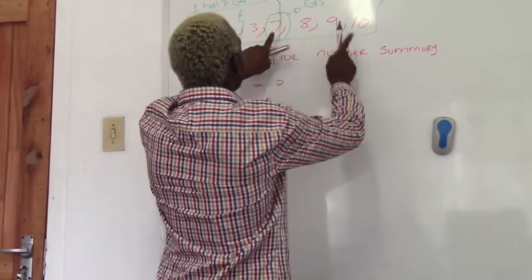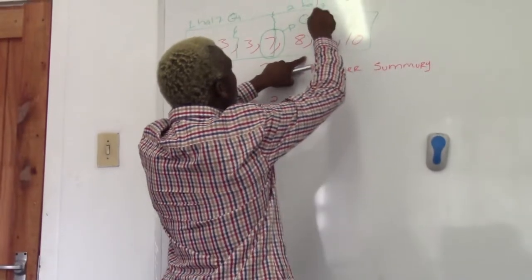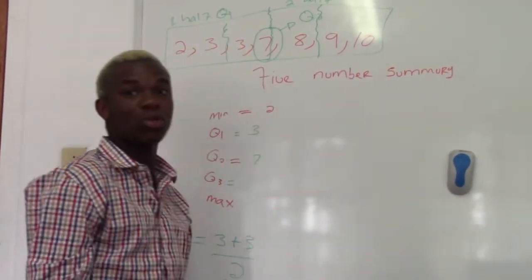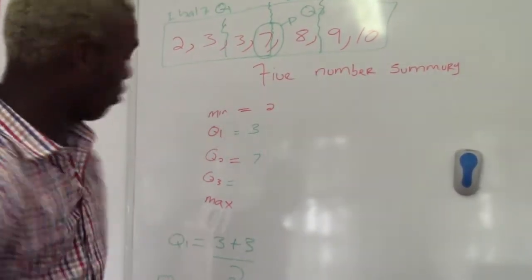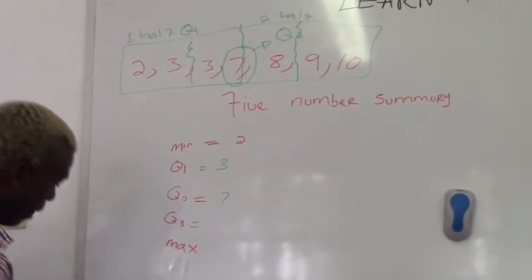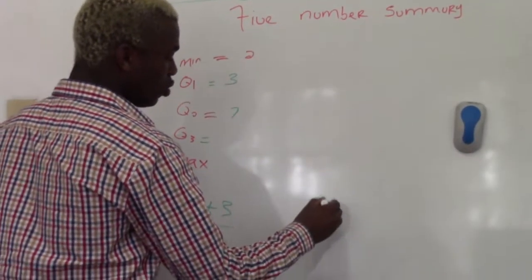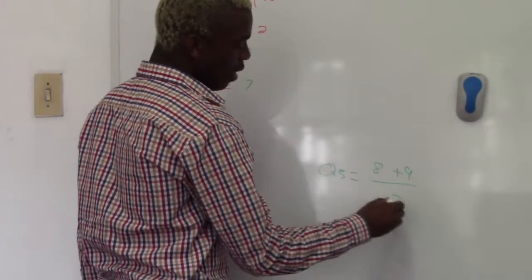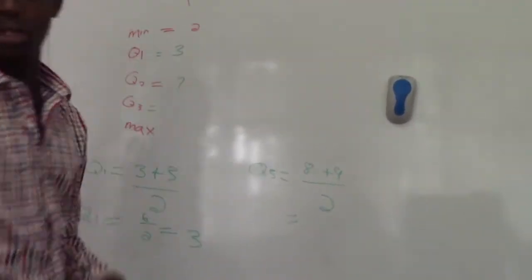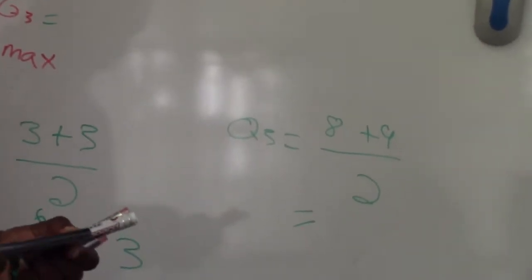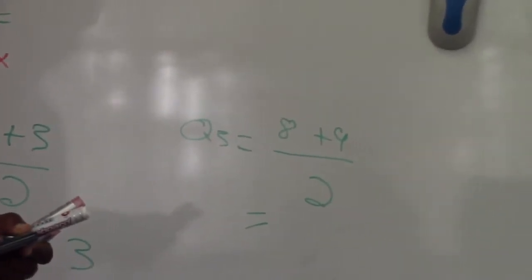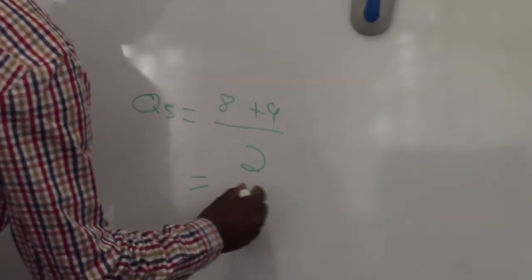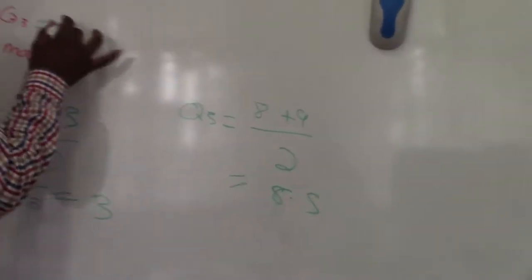So for the middle number, we have 7, 10, 9, 8. So the middle is between 8 and 9, which is probably 8.5. So in order for us to find Q3, we say 8 plus 9 divided by 2, which is 8.5. So our Q3 is 8.5.